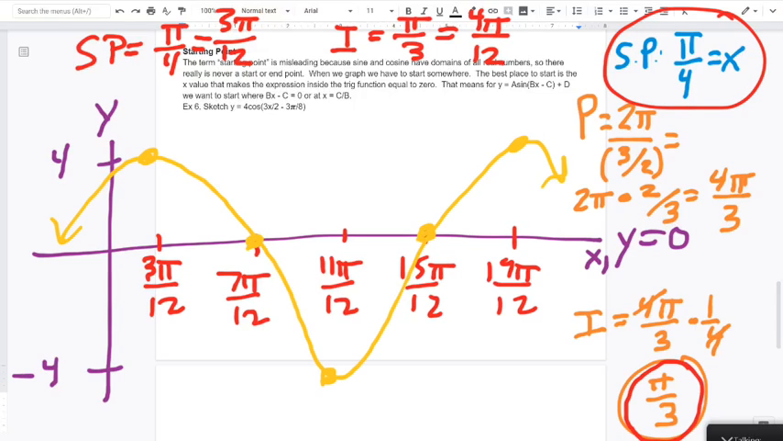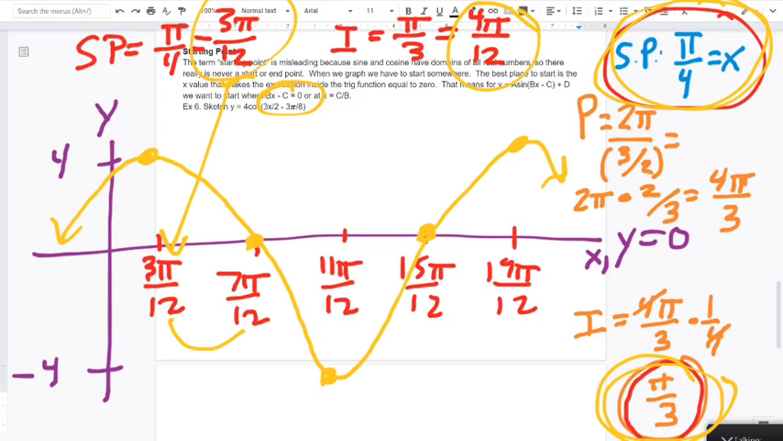So quick recap, we're going to take what's inside the trig function, set it equal to 0, and then solve. And then once you find your increment, get a common denominator between your starting point and your increment, and then make whatever the starting point is, that's where you want to put first on your x-axis, and then just add the increment to that 4 more times. And then plot your points just like usual.